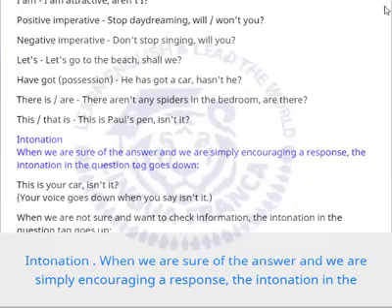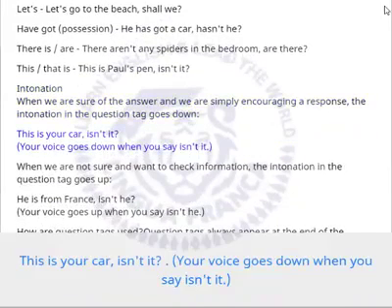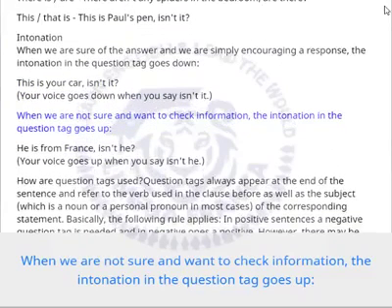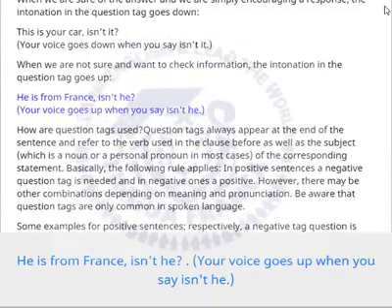Intonation. When we are sure of the answer and we are simply encouraging a response, the intonation in the question tag goes down. This is your car, isn't it? Your voice goes down when you say isn't it? When we are not sure and want to check information, the intonation in the question tag goes up. He is from France, isn't he? Your voice goes up when you say isn't he?